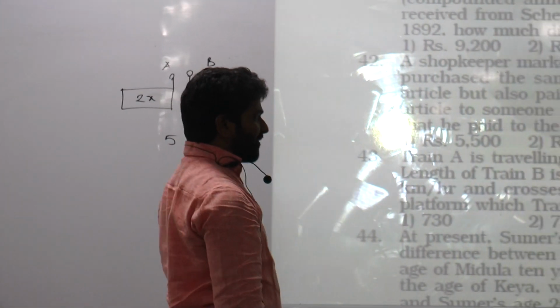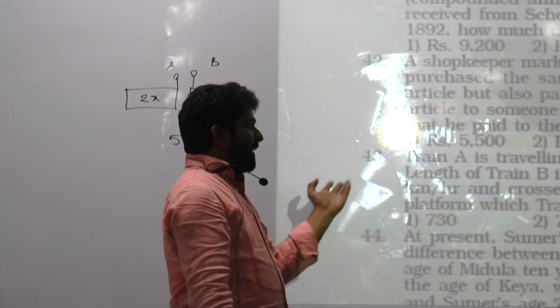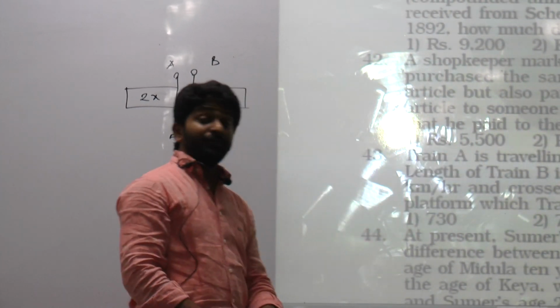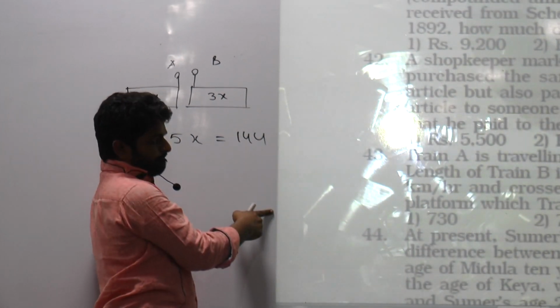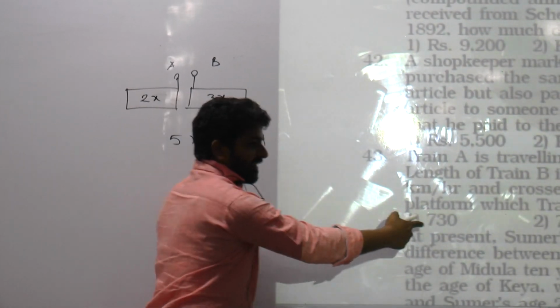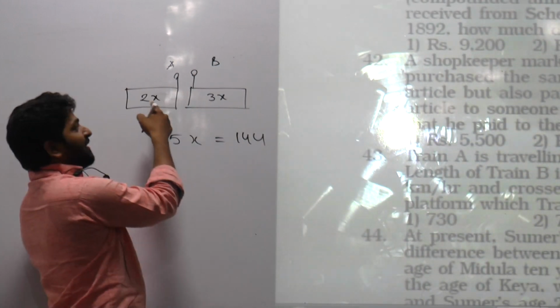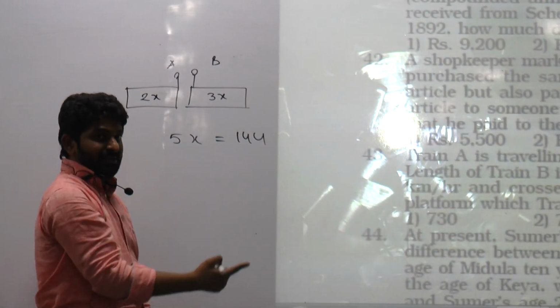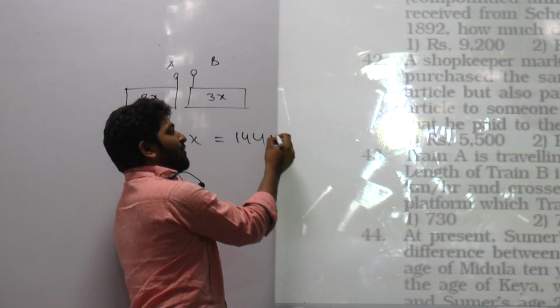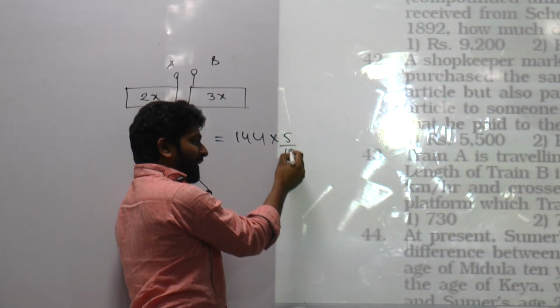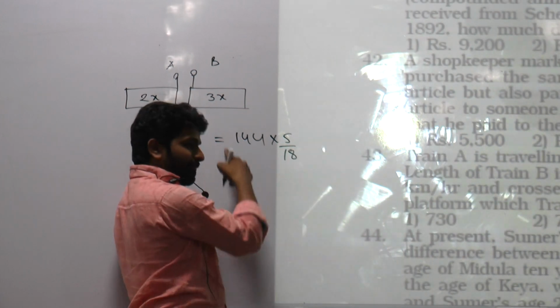When they are moving opposite to each other, relative speed becomes s1 plus s2. 90 plus 54, 144 kilometer per hour. You're asked about seconds. Let me treat these 2x and 3x as meters. So I need to convert 144 kilometer per hour to meter per second. So that becomes into 5 by 18. This is speed in terms of meter per second.